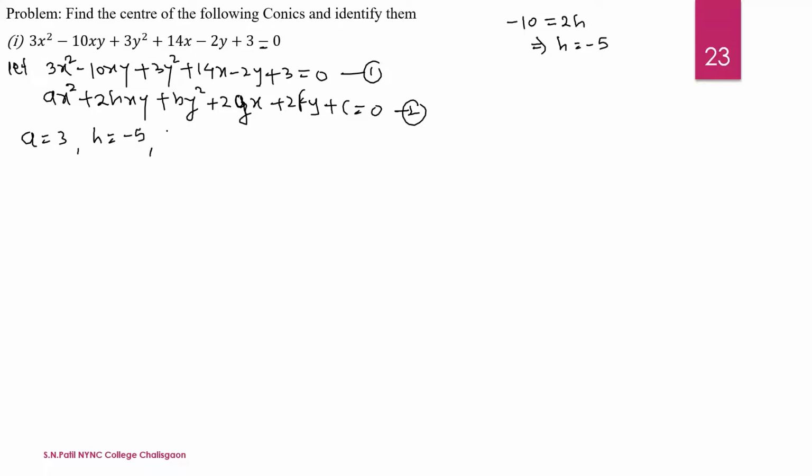Now the coefficient of y square is b, and here it is 3. The coefficient of x, 2g, is equal to 14, that is g is equal to 7. Similarly, here 2f is equal to minus 2, that is f is equal to minus 1, and c is equal to 3. So first we identify the center of the conic. What is the formula of the center?